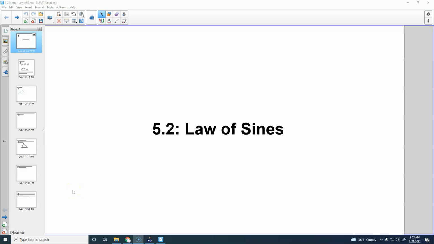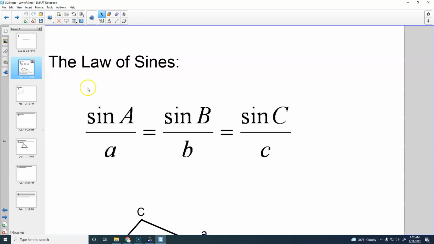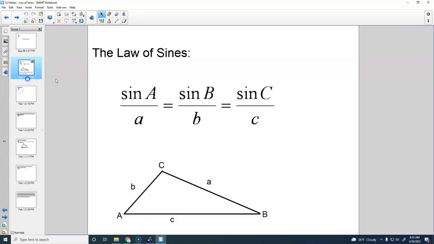of sines, even if you maybe didn't remember what law of sines was whenever I mentioned that to you yesterday. So that first slide that you have there has the law of sines on it, which is sine of capital A over lowercase a, sine of capital B over lowercase b, sine of capital C over lowercase c.